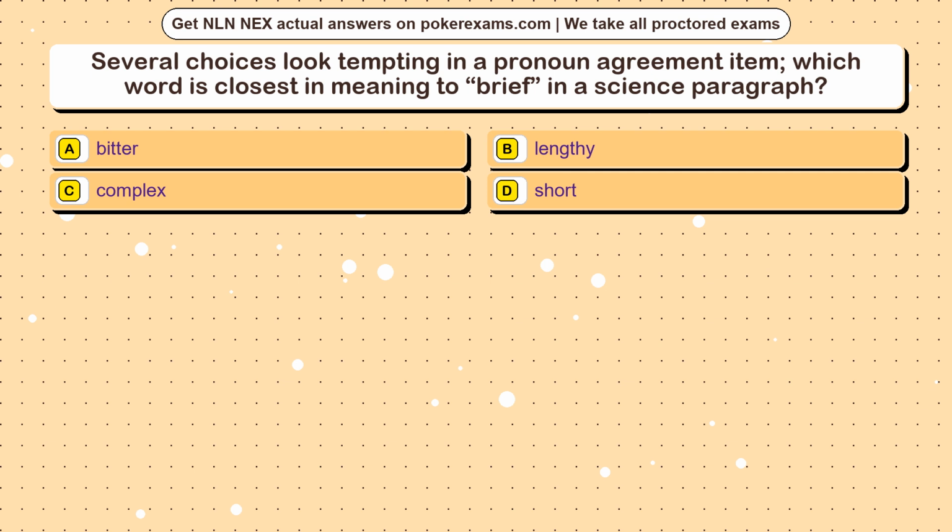Which word is closest in meaning to brief in a science paragraph? Option A, bitter. Option B, lengthy. Option C, complex. Option D, short.